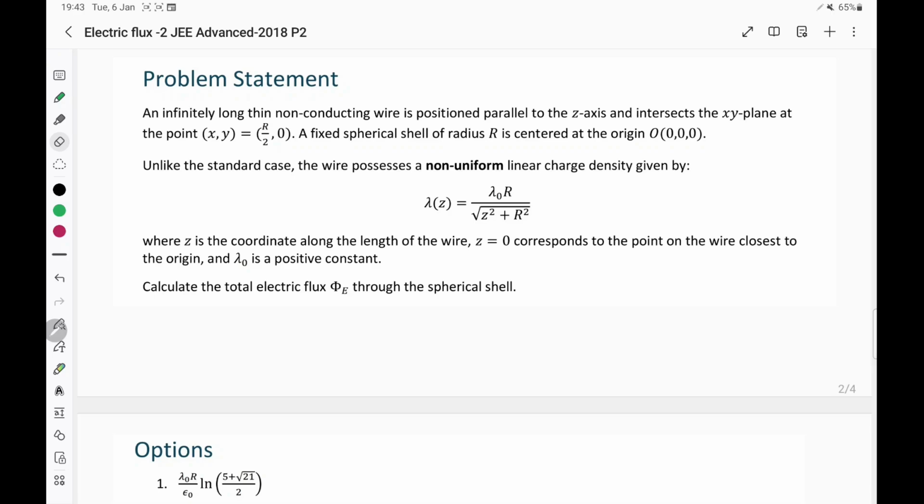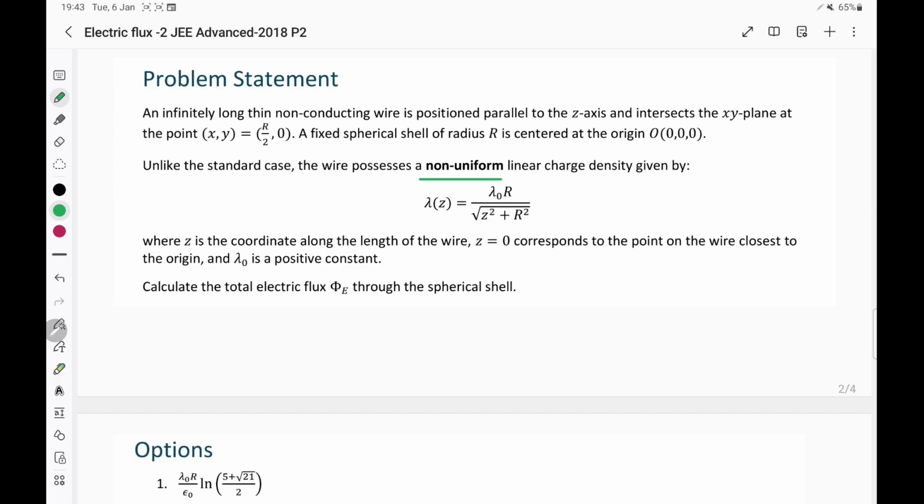A fixed spherical shell of radius r is centered at the origin O of 0, 0, 0. Unlike the standard case, the wire possesses a non-uniform linear charge density. So this wire does not have a uniform linear charge density, which already makes the question slightly difficult, because it's not just enough to find the length of the wire that is inside the sphere now. Let's continue the question, where z is the coordinate along the length of the wire.